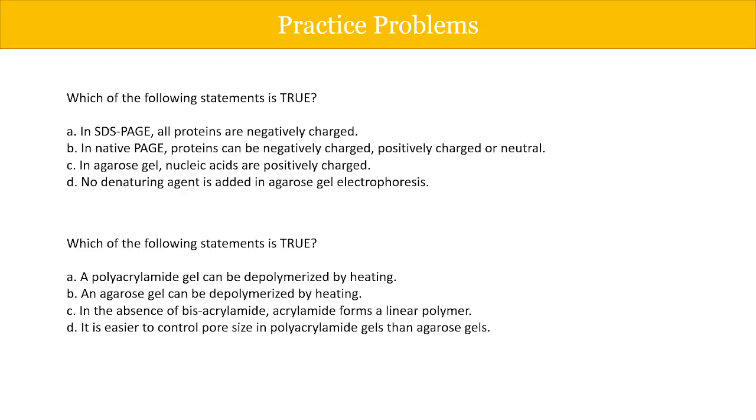Okay. Which of the following statements is true? Polyacrylamide gel can be depolymerized by heating. An agarose gel can be depolymerized by heating. In the absence of bisacrylamide, acrylamide forms a linear polymer. It's easier to control protein size in polyacrylamide gels than agarose gels. Which of the following statements is true?